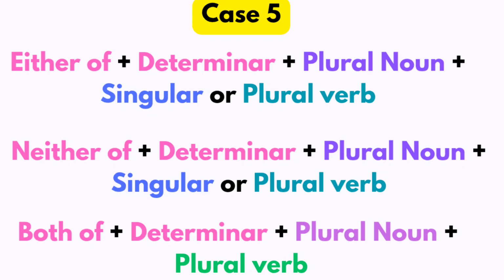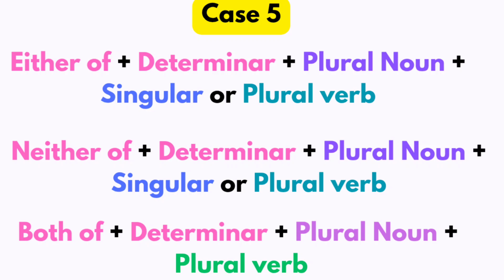In this video, I'm going to talk about case 5, how to use either, neither and both. In the previous 4 videos, I have discussed how to use either, neither in different cases, right? So this is the last case, okay? So look at the grammatical part.